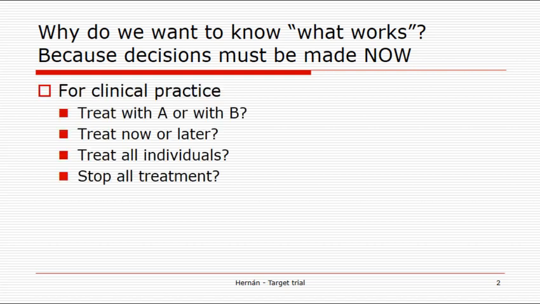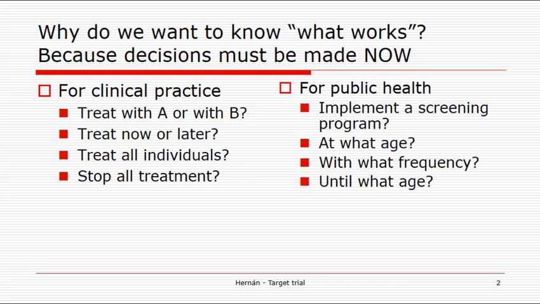In medical research, we ask questions like, which treatment should we use for these patients? Should we treat with A or with B? Should we treat now or later? Should we switch at some point to a more effective treatment or not? Should we treat everybody or just some people at a given time, etc.? For public health policy, it's kind of the same. The questions have the same basic form. Should we do this public health program now, later, for everybody, for some people? Should we stop it, etc.?